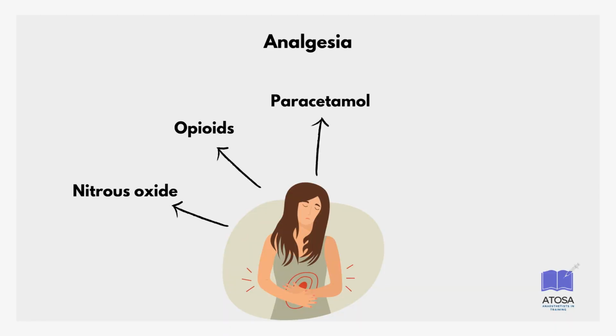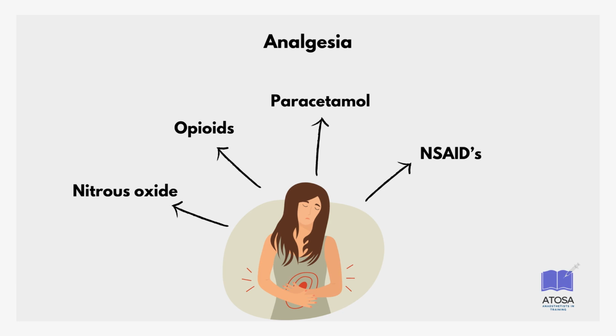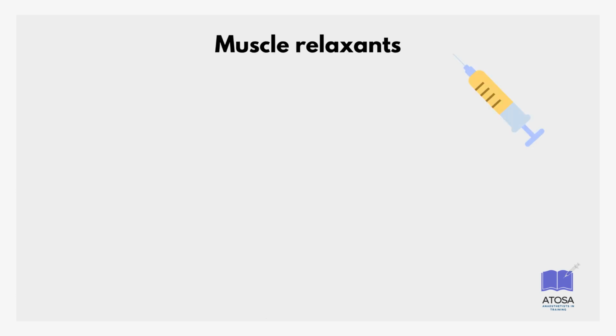IV paracetamol and non-steroidal anti-inflammatories are excellent adjuncts for pain management and should also be given post-delivery. A word of caution with anti-inflammatories: if bleeding risk is assessed as being especially high, they can cause more bleeding. Local anesthetic to the surgical wound by the surgeons at the end of surgery is also a very effective option. Further doses of muscle relaxants may be required.